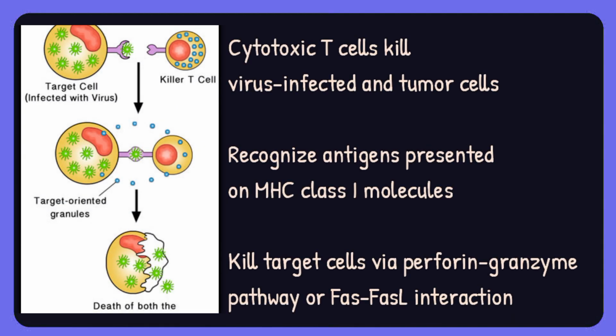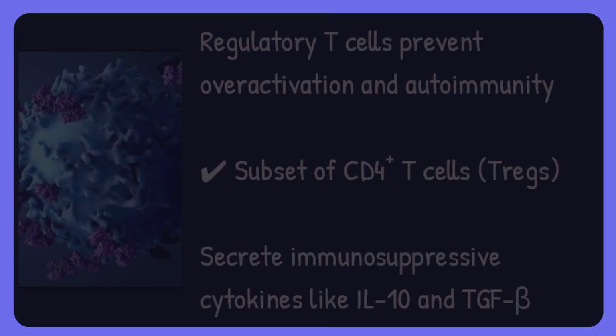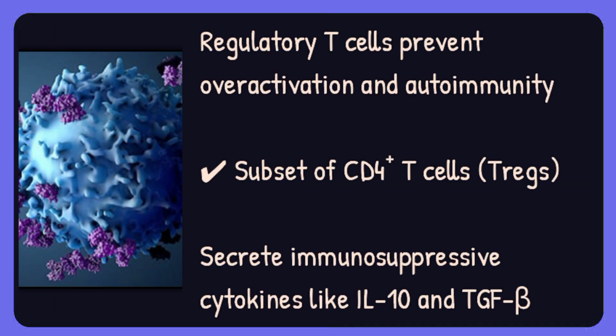Cytotoxic T cells target and kill virus-infected and tumor cells. They recognize antigens shown on MHC class I molecules and destroy their targets using either the perforin granzyme pathway or the Fas-Fas-L interaction. Regulatory T cells, or Tregs, are like the brakes of the immune system. They help prevent overactivation and autoimmunity. These cells are a subset of CD4+ T cells and release immunosuppressive cytokines like IL-10 and TGF-beta to keep things in check.